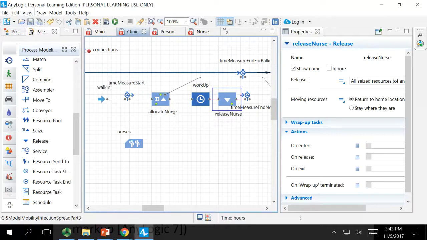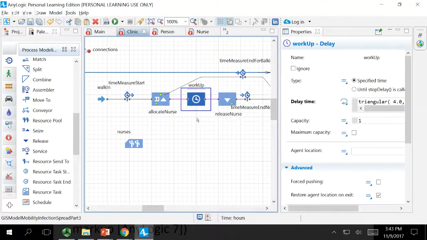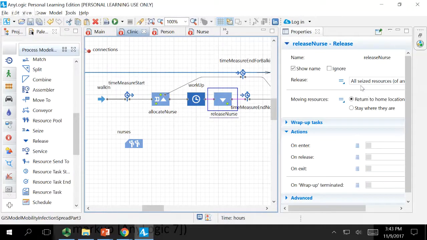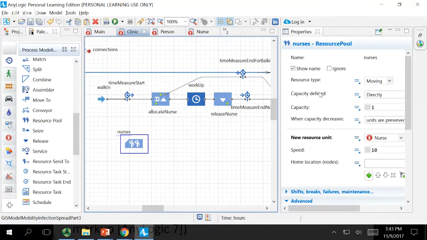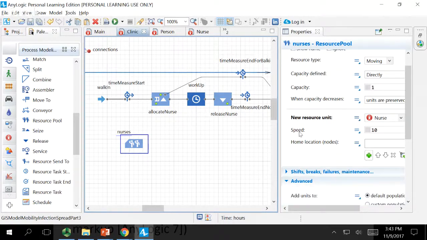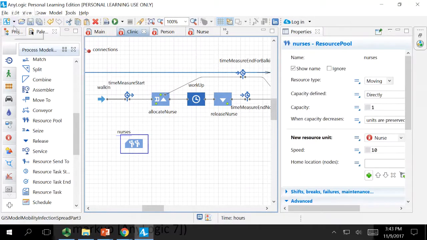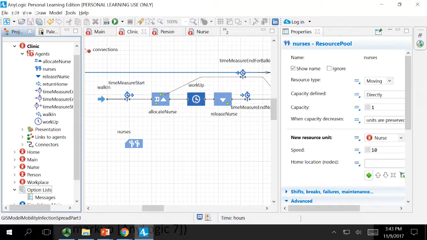She or he is deallocated and can go treat other patients. Okay, so this is going to be release a nurse, and by default, it releases all seized resources. Okay, so now we're waiting for a nurse. We could have more than one nurse, and as we'll see, we can define this much more flexibly than just saying there's only one thing to work on. So first of all, let's build this.